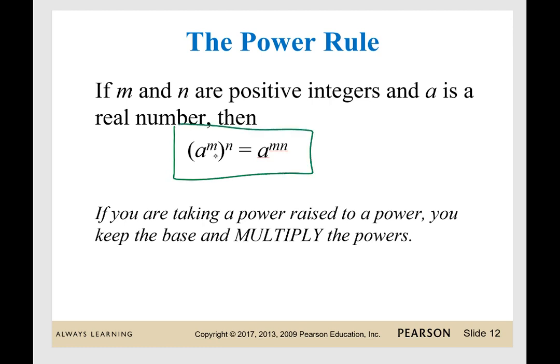If you have a base raised to a power, and then that is all raised to another power, you are going to keep your base, right? The base is still a, and you're going to multiply those powers. So if you are taking a power raised to a power, you keep the base and multiply the powers. So let me show you some examples, and then I'll show you some other ways that you may see this power rule.